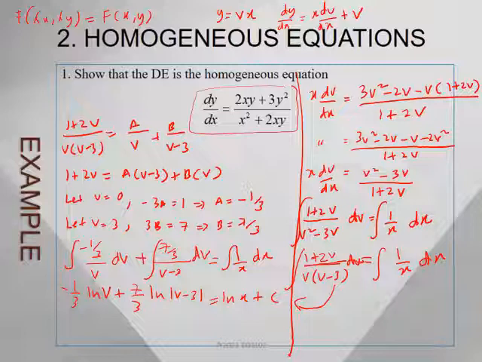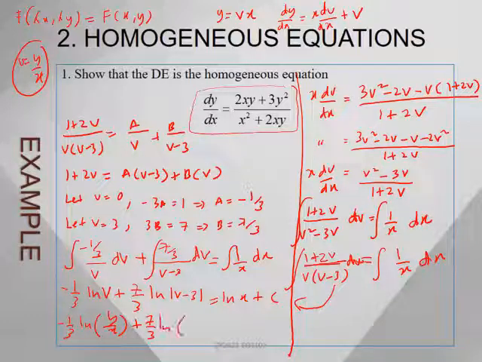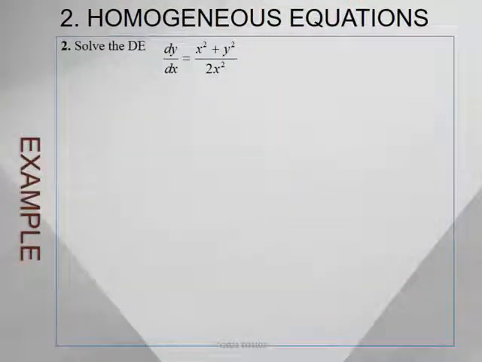Okay, so next we want to plug in y over x. Since y equals v times x, so v equals y over x. So we plug in here, it will be negative 1 over 3 ln y over x plus 7 over 3 ln y over x minus 3 equals ln x plus c. You can stop here, or you can eliminate the ln. Okay, so let us solve this question.